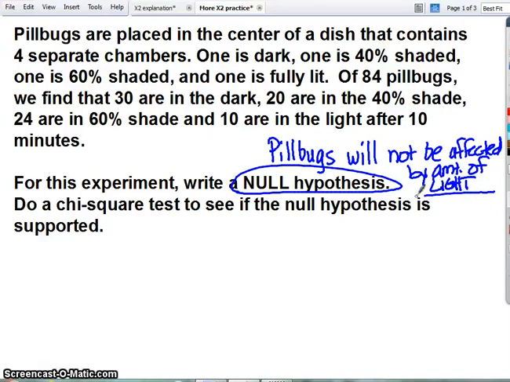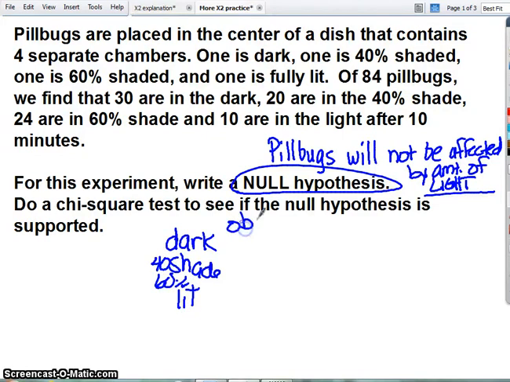So, we are putting them in a dish. It has 4 separate chambers. One's dark, 40% shaded, 60% shaded, and fully lit. So these are going to be our 4 possibilities. Dark, 40, 60% shade, and then fully lit.